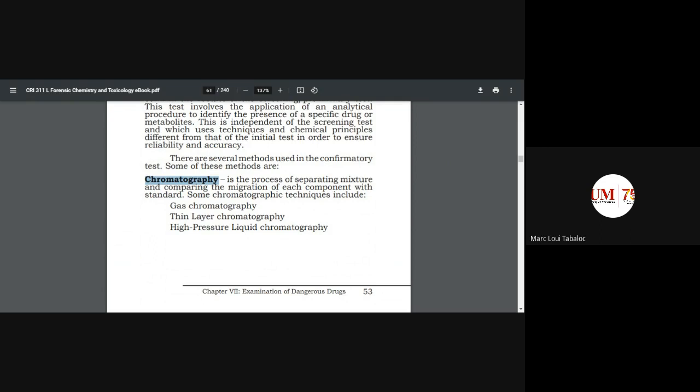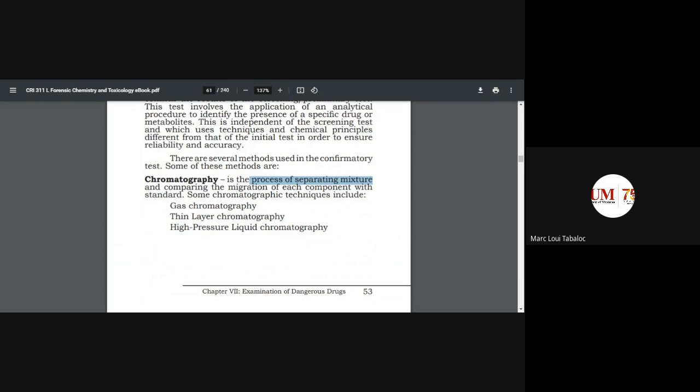Sir, ano ba yung chromatography? Okay, it's already in there. Process of separating mixture. For example, of course, as we all know, ang barbiturates, meron yung iba't ibang mga components, iba't ibang mga ingredients. So in chromatography, it would separate those components and identify those components.